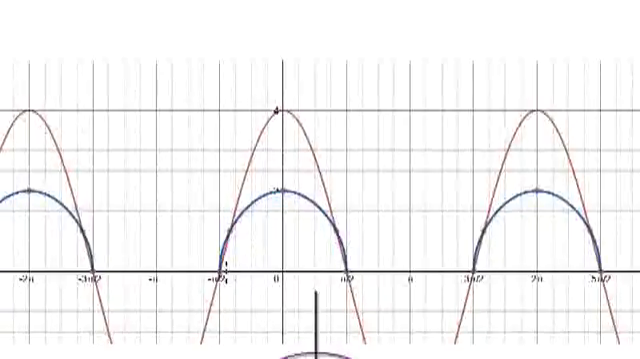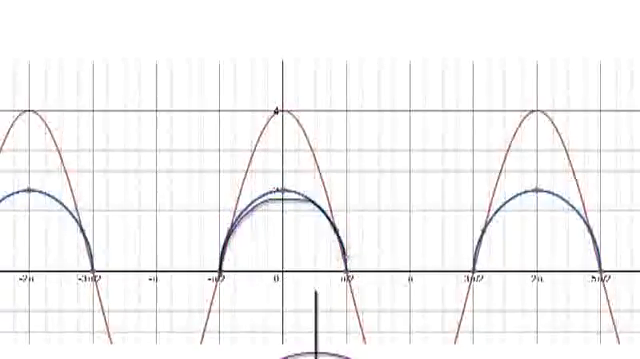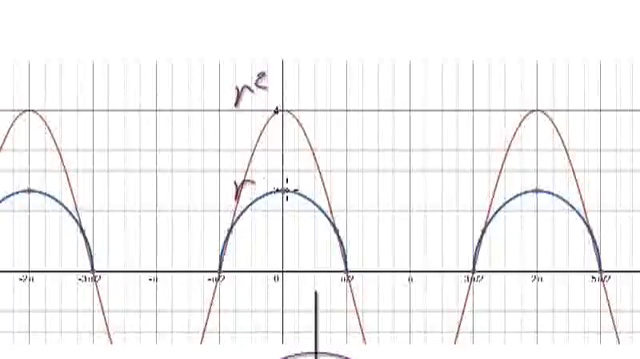So when you have a hump and then you square root a hump, you're also going to get a hump as well. So the red line represents r squared. The blue line represents r.